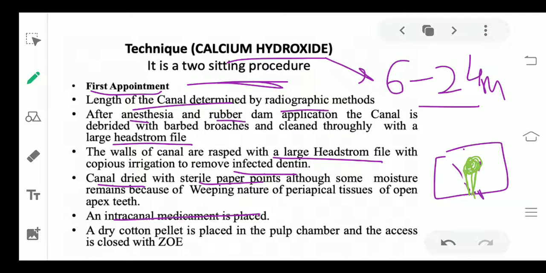Clean the canal, irrigate the canal, and dry the canal completely. After that, place a cotton in it and close the access with ZOE.